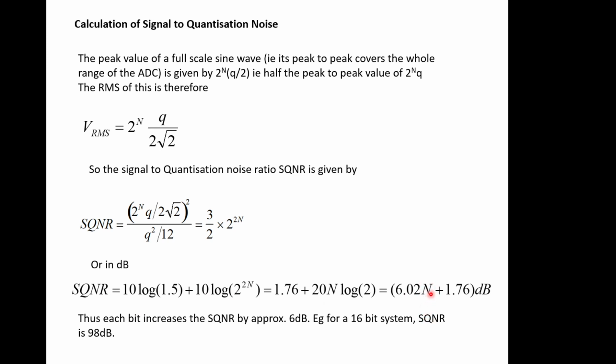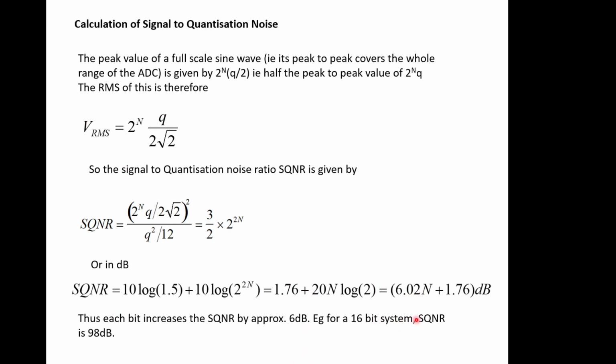So the signal to quantization noise of any digital system is entirely defined by n, the number of bits of resolution that you have, by this formula here, and this is the best signal to noise you'll get, because this is for a maximum signal coming in. So the more bits you have, the better the signal to noise ratio you're going to get.